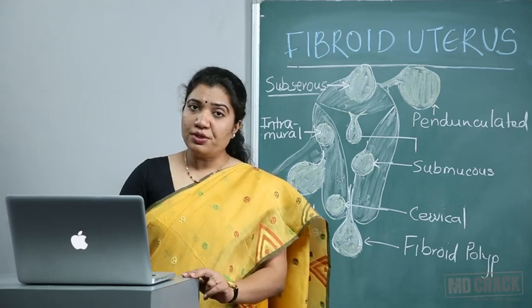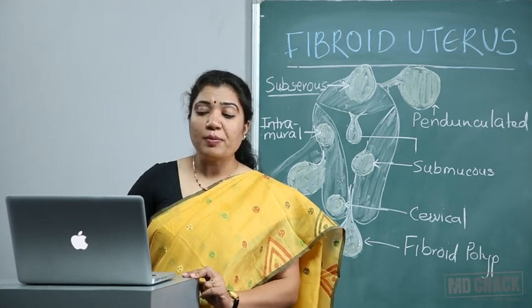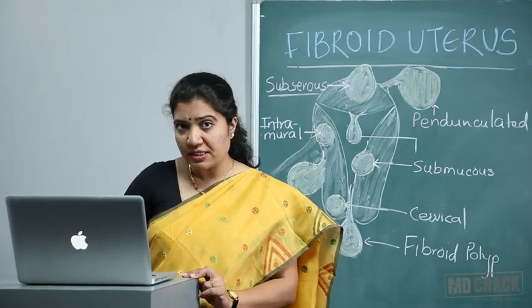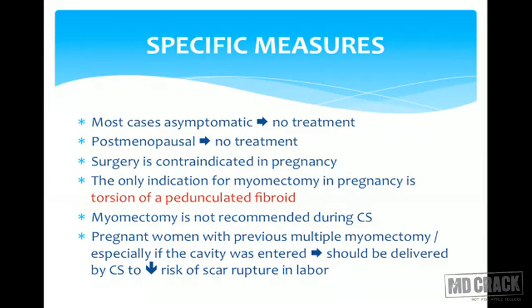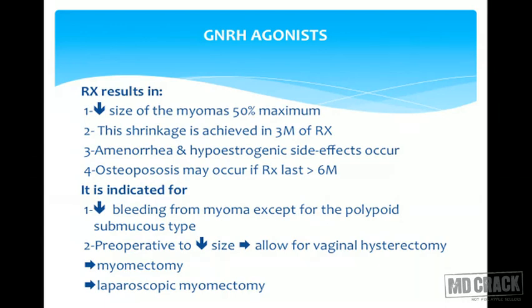We are not supposed to let her go in labor. So myomectomy scar is considered as weak scar and she should be delivered by a cesarean section. GnRH agonists decrease the size of the myoma by 50% maximum. This shrinkage is overall in 3 months of treatment.